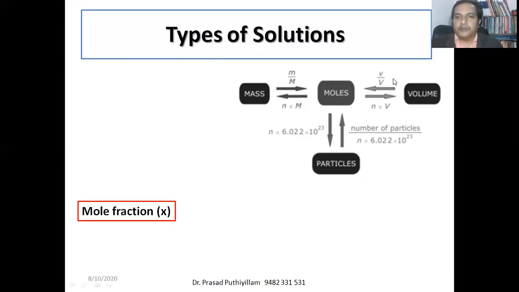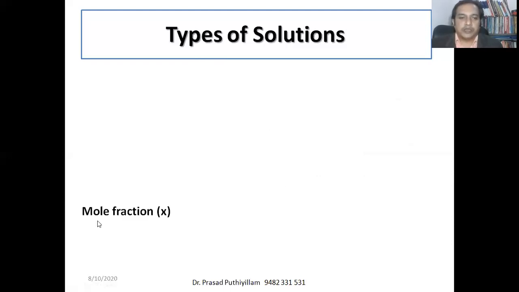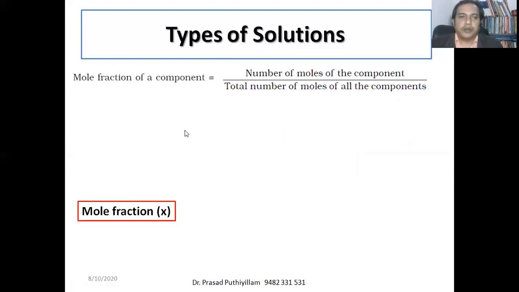Likewise, if you know the volume and the molar volume, volume upon molar volume is the number of moles. Or if you have the number of particles, then we make use of the Avogadro number, that is 6.022 multiplied by 10 to the power 23. Therefore, the number of moles can be calculated easily. So the mole fraction of a component is the number of moles of the component upon the total number of moles of all components present.